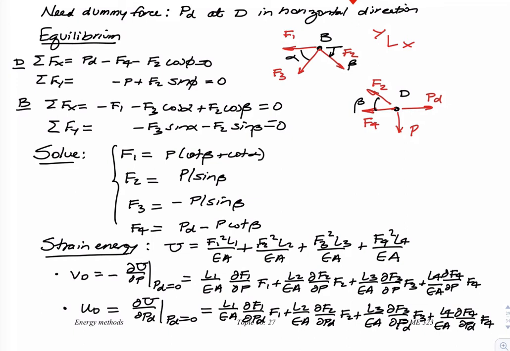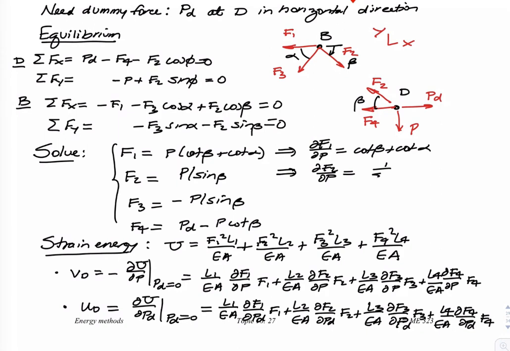So from above here we can see that the partial of F1 with respect to P is going to be equal to cotangent of beta plus cotangent of alpha. We see that partial F2 with respect to P, which we need for that first expression, is 1 over sine beta. Partial of F3 with respect to P is minus 1 over sine beta. And the partial of F4 with respect to the applied force P is going to be equal to minus cotangent of beta.